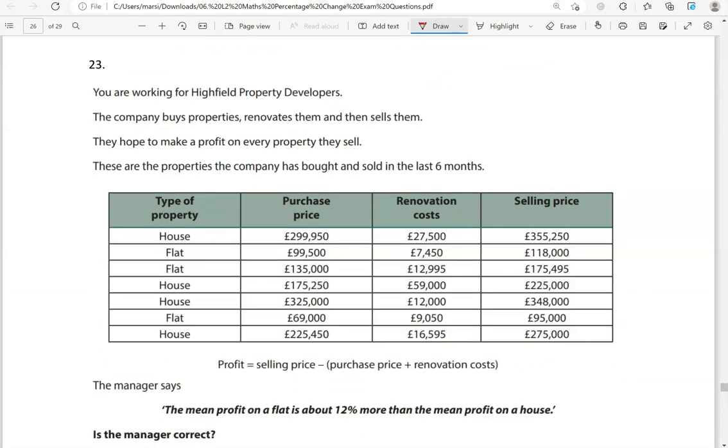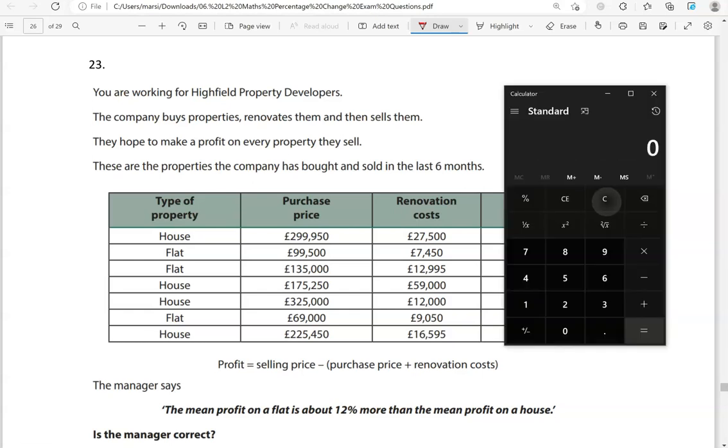You are working for Highfield Property Developers. The company buys properties, renovates them, and then sells them. They hope to make a profit on every property they sell. These are the properties the company has bought and sold in the last 6 months. Profit is worked out by selling price, takeaway, purchase price plus renovation costs. The manager says the mean profit on a flat is about 12% more than the mean profit on a house. Is the manager correct? So we need to first work out the profit for each property.